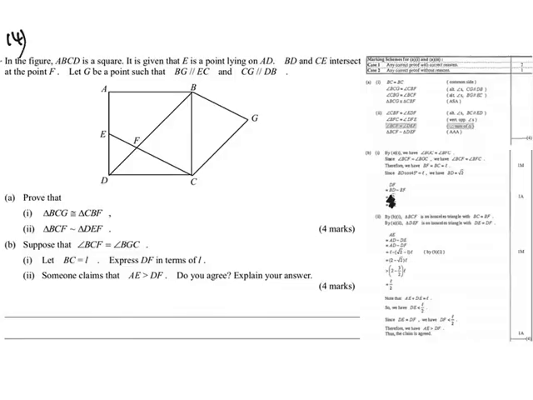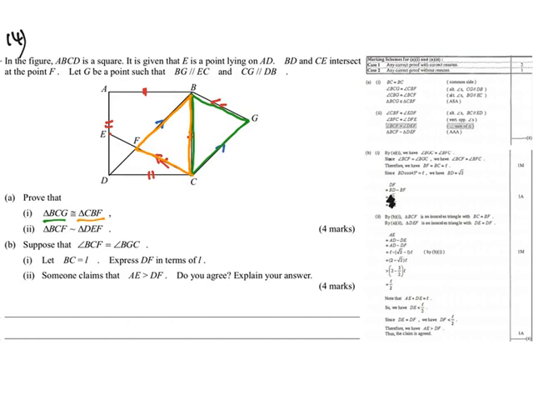Question 14. Geometry. ABCD is a square, so the 4 sides are the same. And E is a point on AD. And this is parallel to this one, and this one is parallel to this one. Now we need to prove triangle BCG is congruent to this triangle. Congruent means exactly the same.